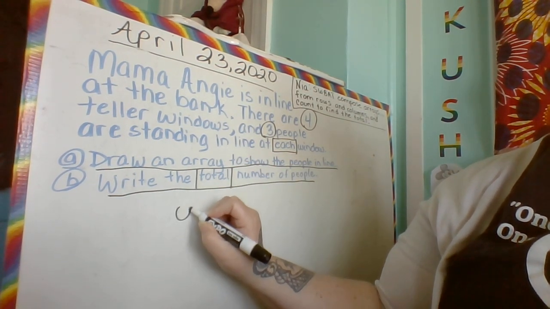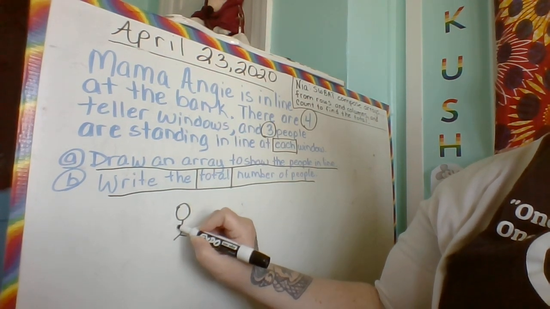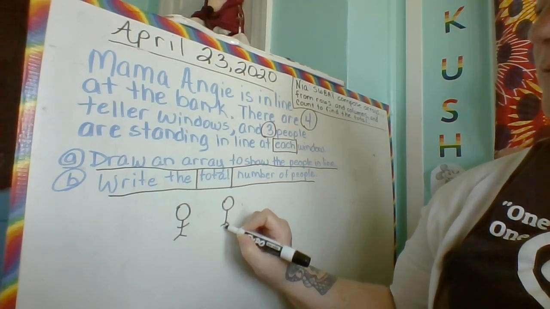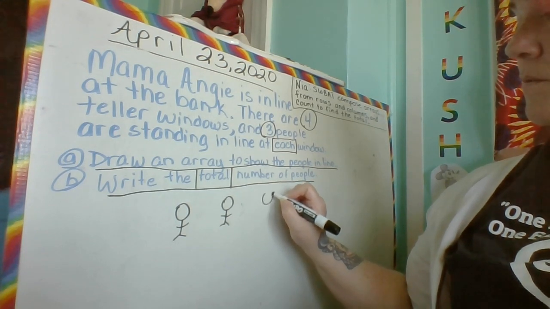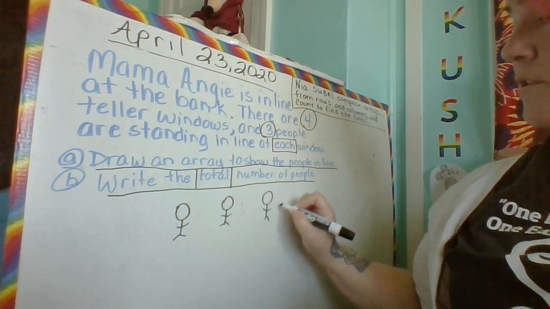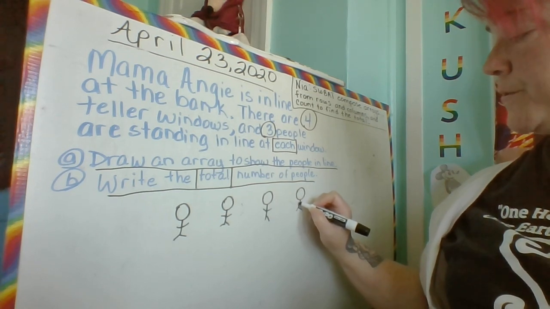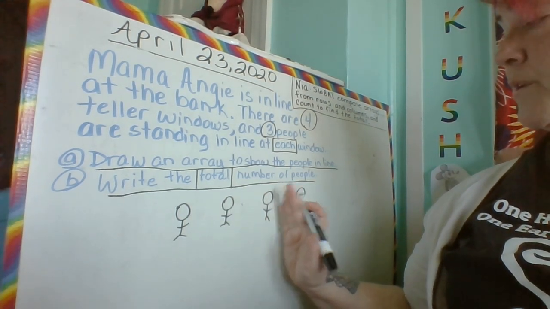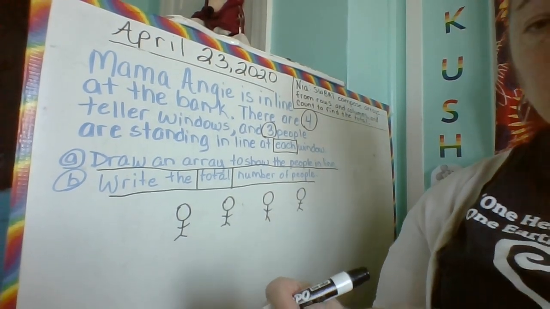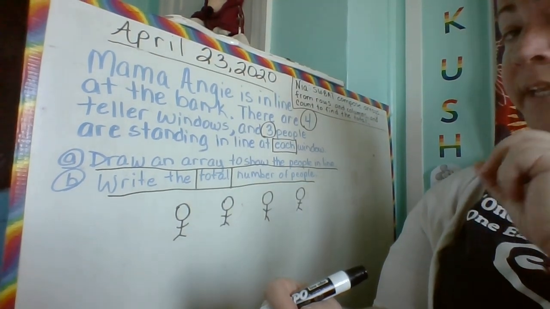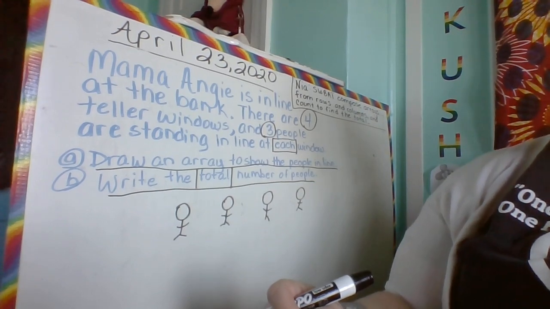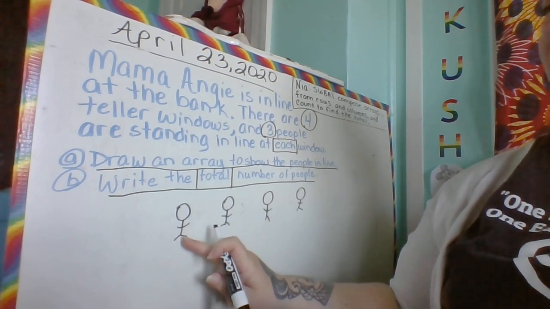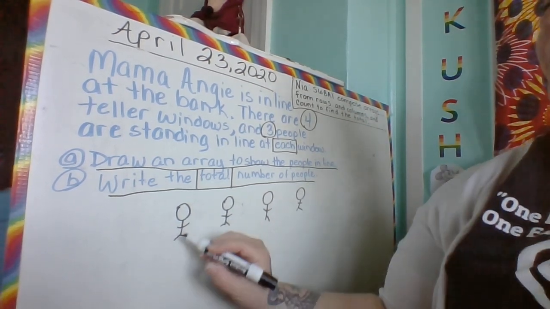So I'm going to draw 1 person, 2, 3, 4. So here's 1 window, 2 windows, 3 teller windows, 4 teller windows. How many were in line at each window? Awesome. You guys, you are so quick with that. There are 3 people in line at each window. So right now I just have 1 person at each window.